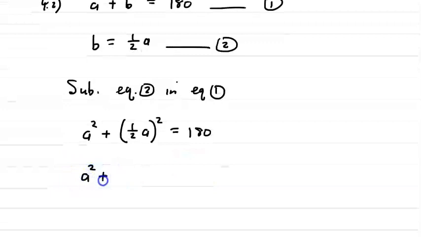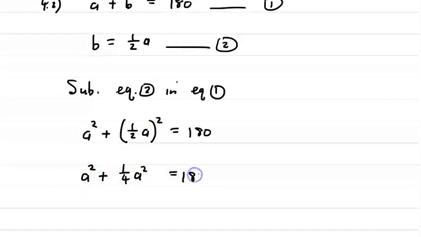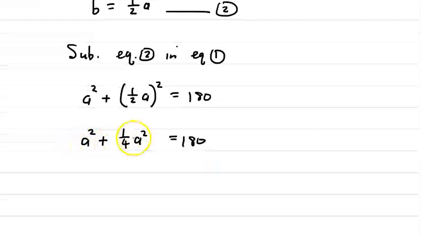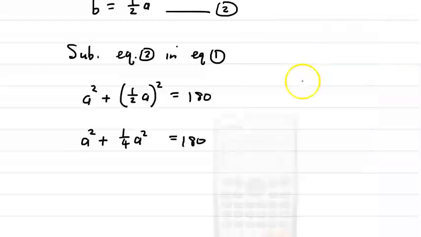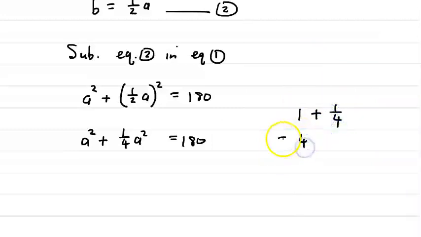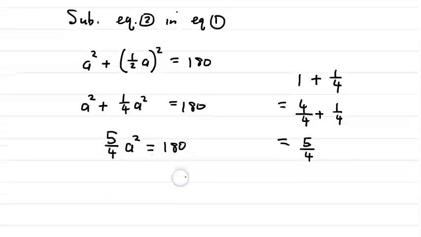Simplifying this, a squared plus half a squared is 1 over 4 a squared, which equals 180. So here we have 1 plus 1 over 4, which equals 4 over 4 plus 1 over 4, which equals 5 over 4. So we'll have 5 over 4 a squared equals 180.